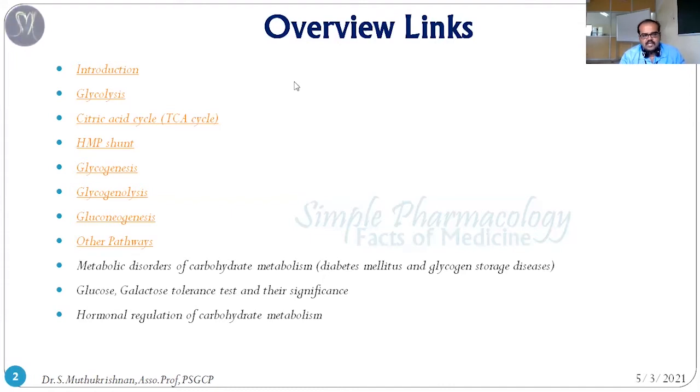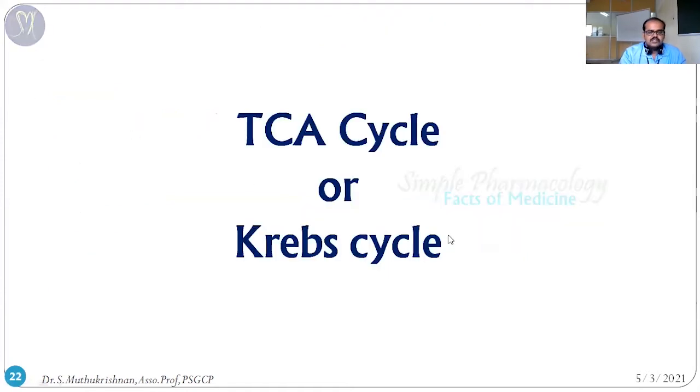In this class, I am going to explain the next cycle. It's the TCA cycle, otherwise called the citric acid cycle. So what is the TCA cycle? TCA is a short form of tricarboxylic acid cycle. Simply, we can say it's the citric acid cycle, otherwise the Krebs cycle. So different names are there. TCA means tricarboxylic acid cycle, otherwise citric acid cycle, otherwise Krebs cycle.